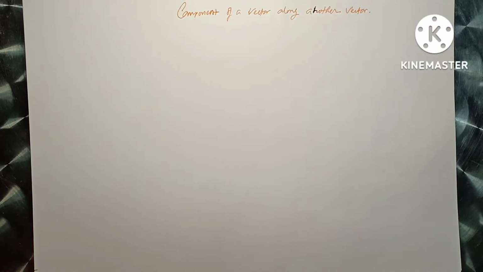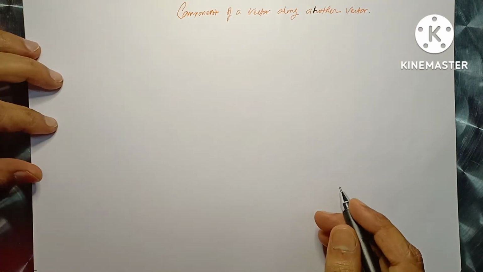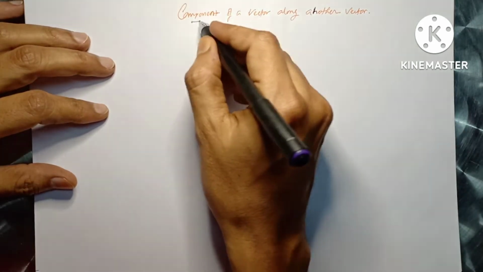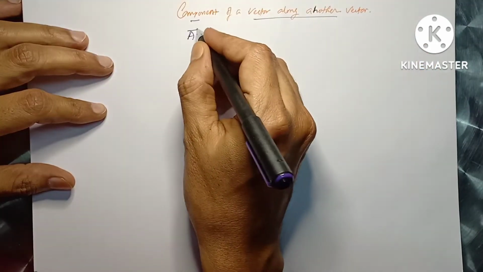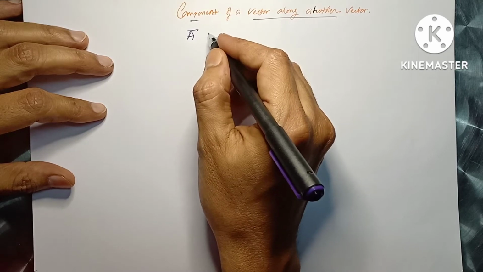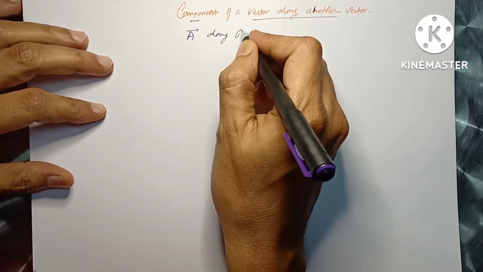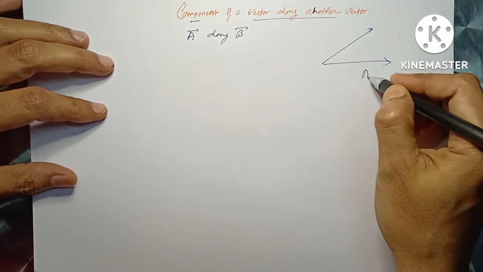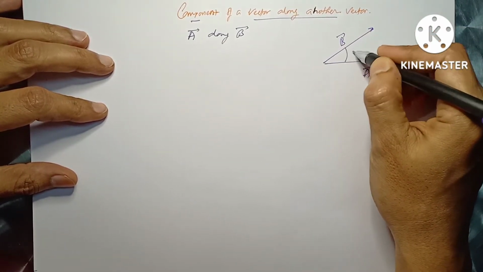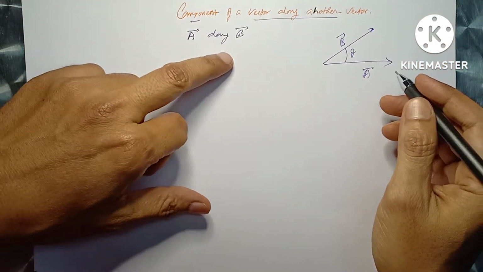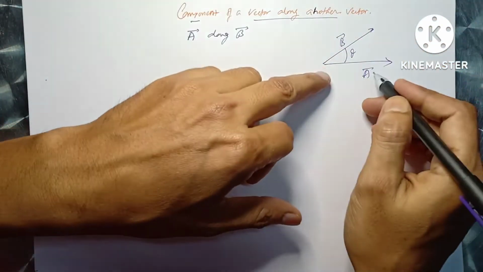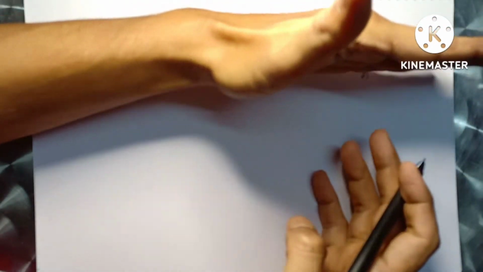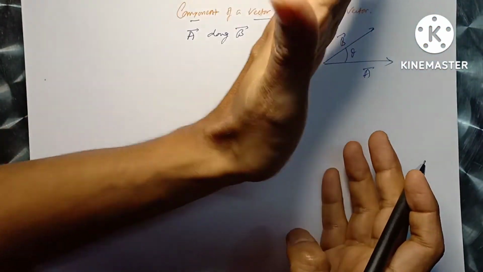Okay. Now we will discuss another important thing: how to find the component of a vector along another vector. Suppose we want to find the component of A along the B vector. That means this is the A vector and this is the B vector, with angle theta between them. The component of A along B is maximum at the start and decreases with angle theta.